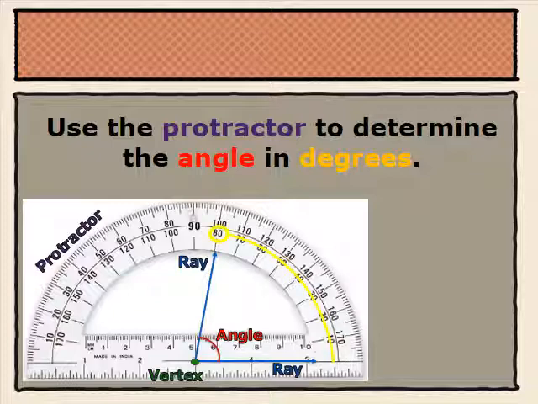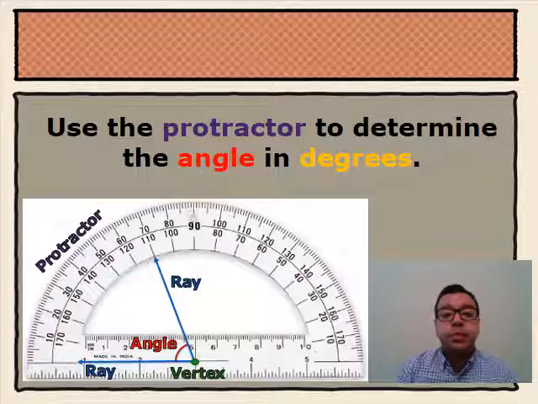Making sure that our bottom ray is in line with the 0 mark of the protractor, we will count up to the second ray. So we have 0, 10, 20, 30, 40, 50, 60, 70, 80. Our angle is 80 degrees.